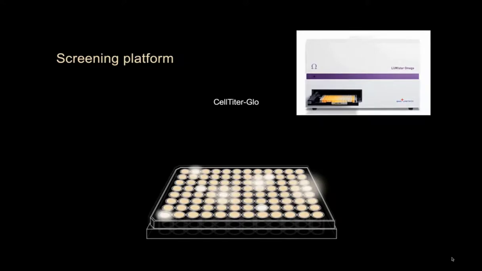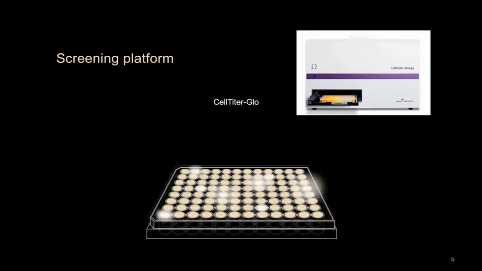For larger scale screens, where we're up into the multiple tens of thousands of wells, we have found it easier to adapt the platform to CellTiter-Glo, which is a reagent from Promega. It's an ATP-based luminescent assay, and then we just use a BMG plate reader to quantify survival.